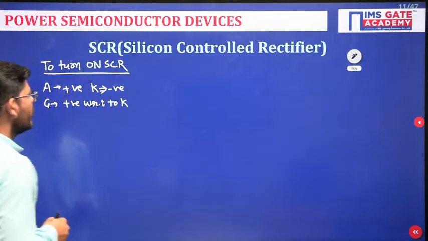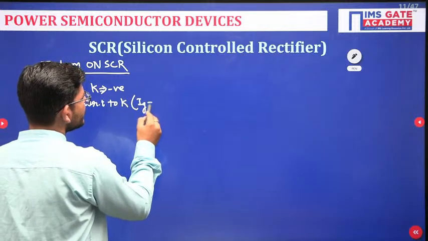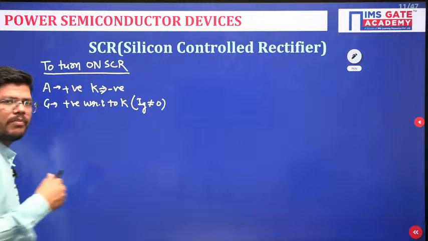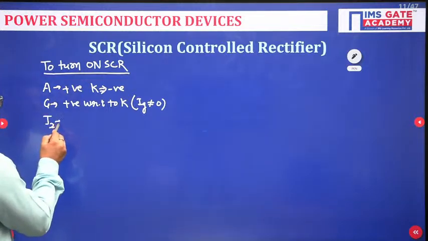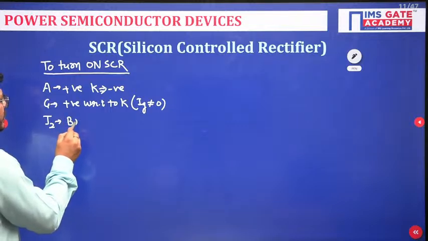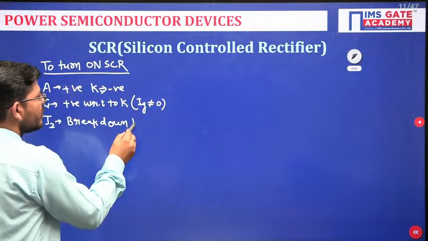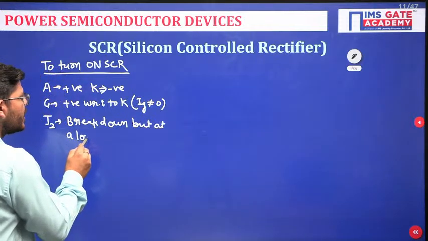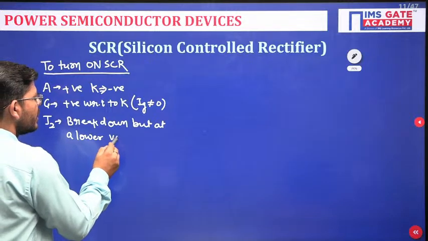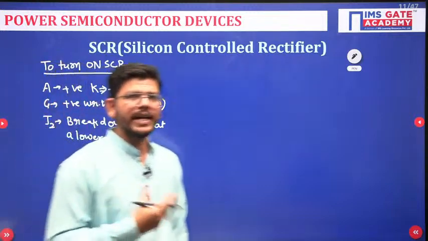Okay, so if the gate is made positive with respect to the cathode, it means the gate current is not zero right now; we are giving some positive gate current. When you do that, the junction J2 will break down again. We are causing the junction J2 to break down, but at a lower voltage now. There is no possible way of conduction of an SCR other than breaking down the junction J2.